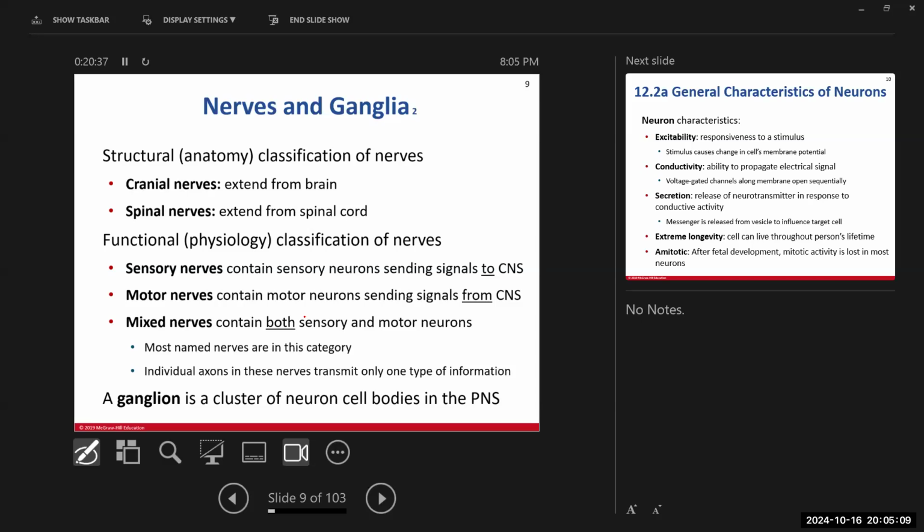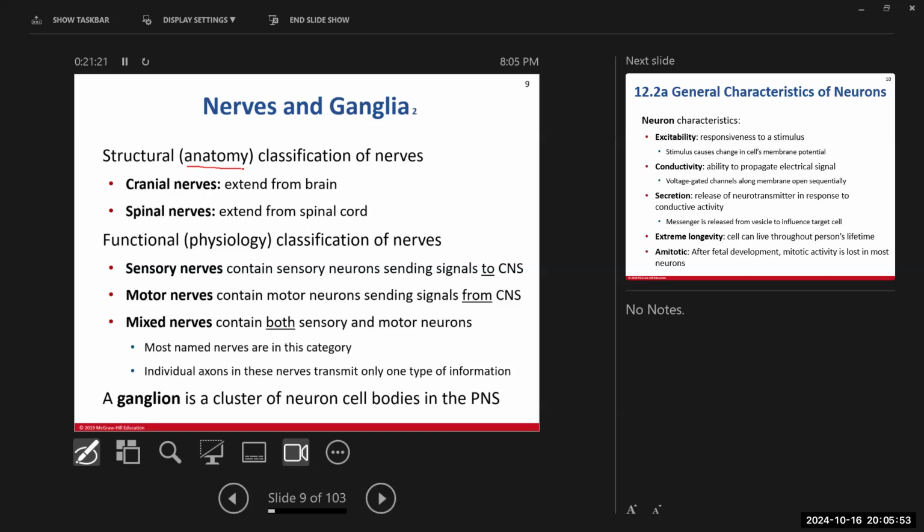So again, the structural or anatomical classification is much easier than the physiological. The physiological or functional is a little bit more complicated. If you look up on the screen, when we're talking about nerves, you have sensory nerves, motor nerves, and then what are called mixed nerves. The mixed nerves are the majority of the nerves in your body. But let's start at the top there. Sensory nerves carry sensory input information from the receptors to the central nervous system. So they're going from the periphery to your brain and spinal cord.